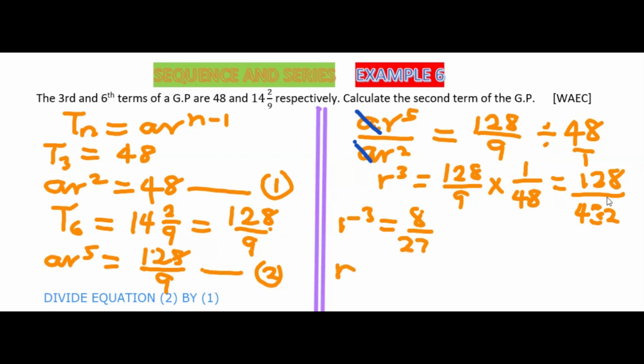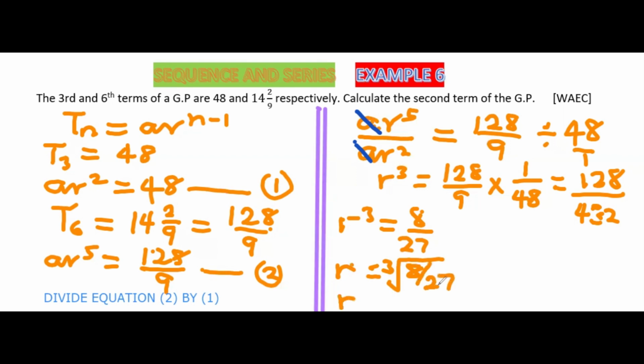So to make r the subject of the formula finally, we want to remove this power 3, the cube. And we introduce its inverse to remove it, which is cube roots. To do that, you introduce it on both sides so that the cube root and cube will cancel out. You now have r equals the cube root of 8 over 27.